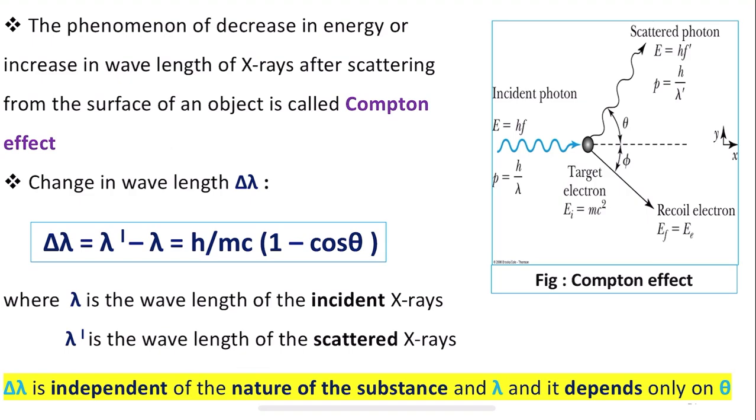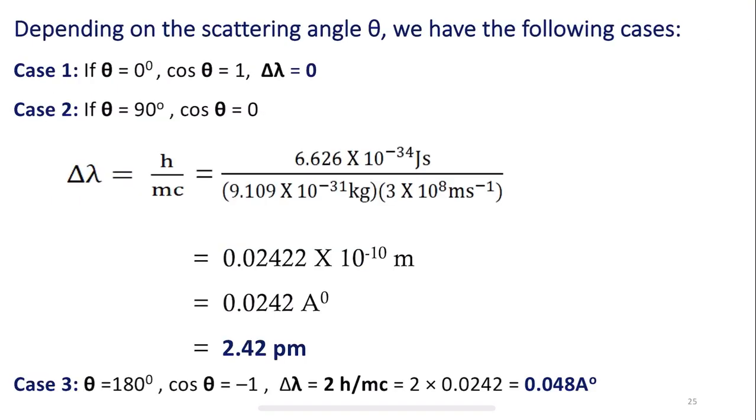Delta lambda is independent of the nature of the substance and of lambda, and it is dependent only on theta, that means only on the angle between the incident and scattered rays. The wavelength shift is independent of the nature of the substance and the wavelength of the incident X-rays, and it depends only on the scattering angle, theta. Depending on the scattering angle theta, we have the following cases.